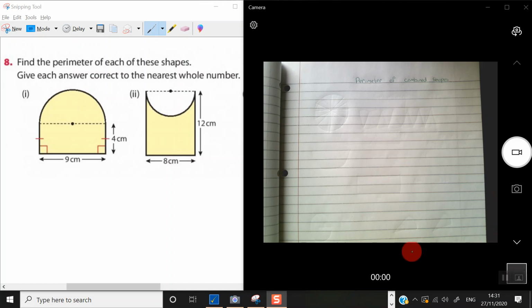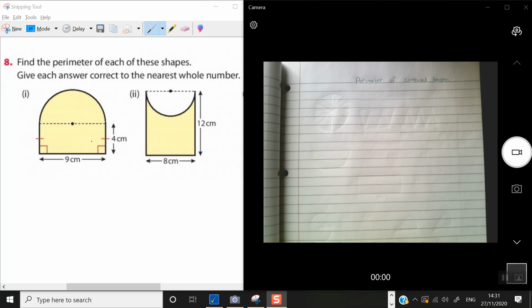Okay, so in this lesson I'm going to go through these two questions that we looked at in class, so that we can have a little bit of a record of what we've covered. The question asks you to find the perimeter of each of these shapes, giving each answer correct to the nearest whole number.